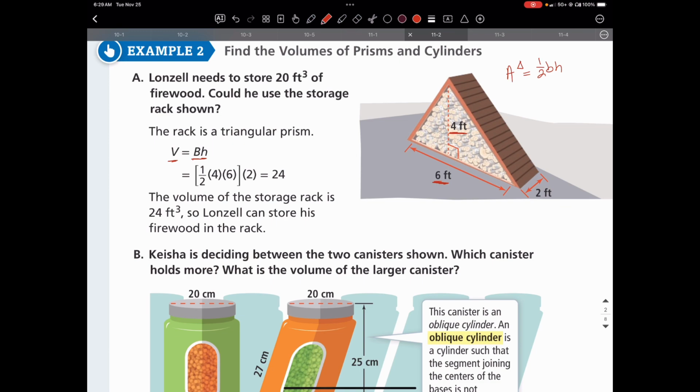Then you multiply times 2 because that's the depth of that rack, right? And that's what they have here in this operation. You have 1/2 base times height of the triangle, then times 2, which is the depth, equals 24. Now, you have to store 20 cubic feet. So is a 24 cubic foot space enough? Yes. The volume of the storage rack is 24 cubic feet, so Lenzel can store his firewood in the rack.